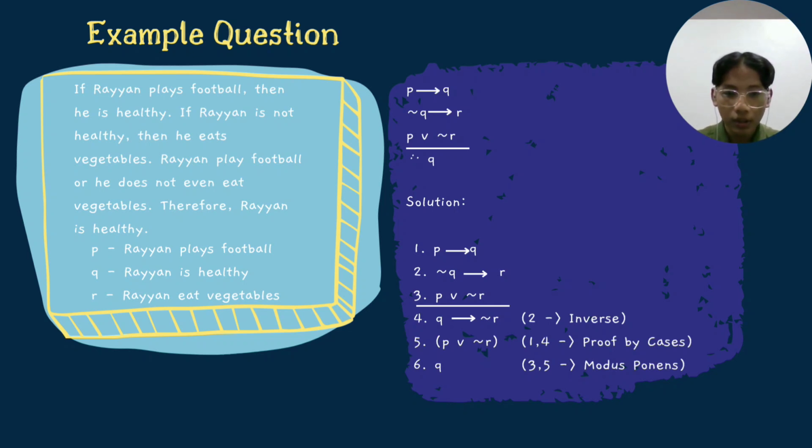So the next step is we take number 2 to do inverse. So the result is Q implies not R. Next, we take number 1 and 4, we do proof by cases. So the result is P or not R. Last, we take number 3 and 5. We do modus ponens. So the result is Q. So that is the conclusion for this question.